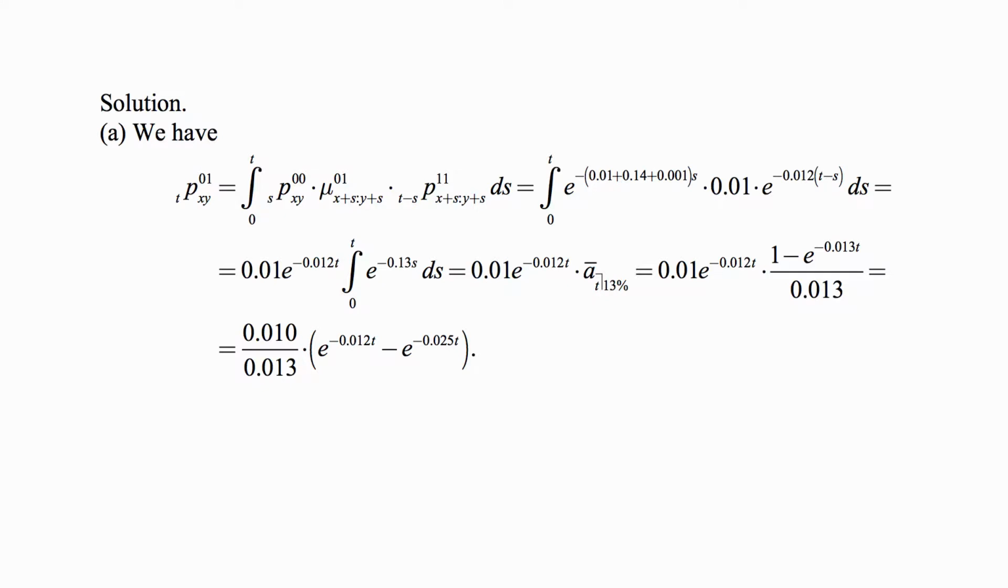For part A, we calculate the probability of transition from state 0 to state 1 over a period of time of length t as the integral from 0 to t of the probability that for a time period of length s the system remains in state 0. So it goes from 0 to 0.